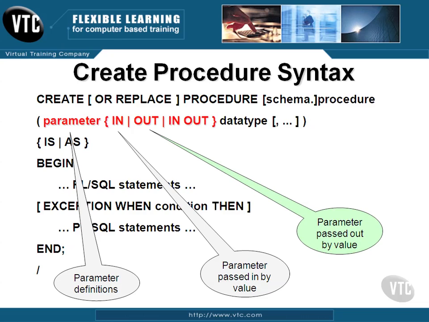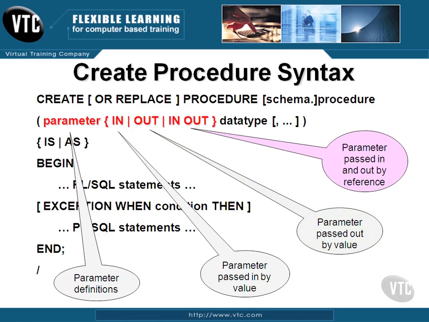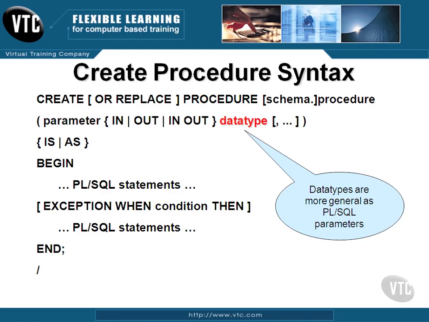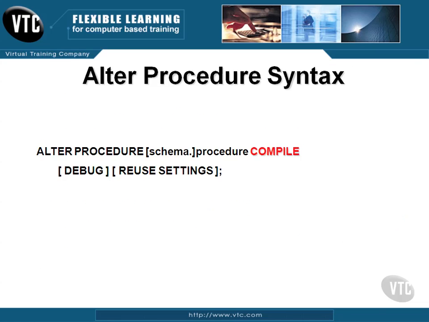Like a function, except that a function passes it out as a result, so you can actually use the function as an expression. A procedure, you can't. And you get a special type of parameter in PL/SQL that is both in and out, which means you can pass a value in and then you can actually interrogate the value at the end of the procedure's execution and pull a value out as a result of whatever the procedure did. Data types are more general as PL/SQL parameters, I like to think, but not necessarily.